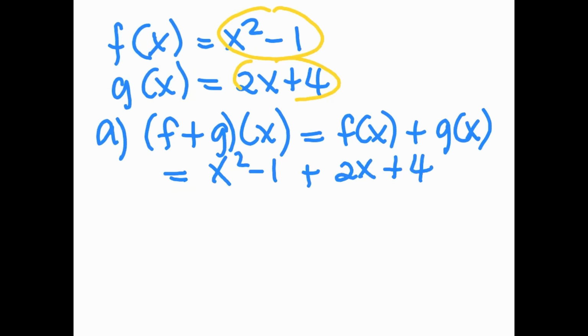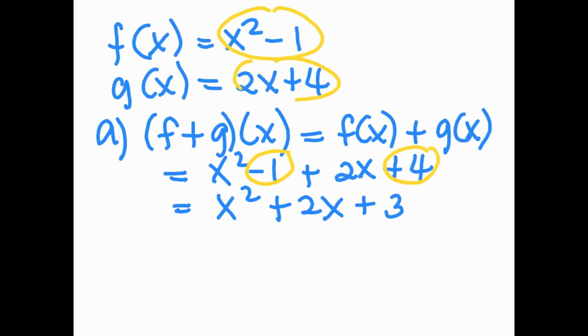So this is just very similar, guys, to addition of polynomials. This is now equal to x squared plus 2x. Then collecting like terms here, negative 1 and positive 4, of course, would give us the sum of positive 3 there. So this is now the sum of the two functions denoted by f plus g of x.